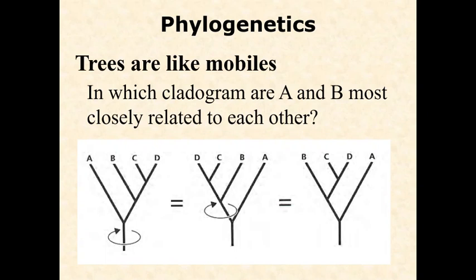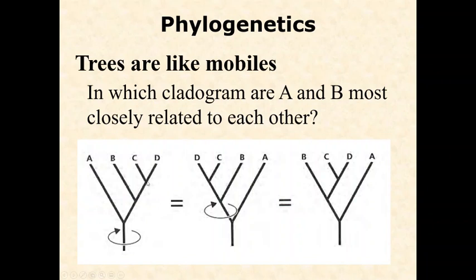And the same thing is true with phylogenies. So in which cladogram are A and B most closely related to each other? The answer is, well, they're all equally closely related to each other in all three of these phylogenies because they are identical, right? So you should be able to look at a simple phylogeny like this and determine whether it is identical to another one despite twisting the nodes around, as long as we didn't change any of the branch connections. Now, if the branch connections change, right, that's a different phylogeny, a different hypothesis of relationships.